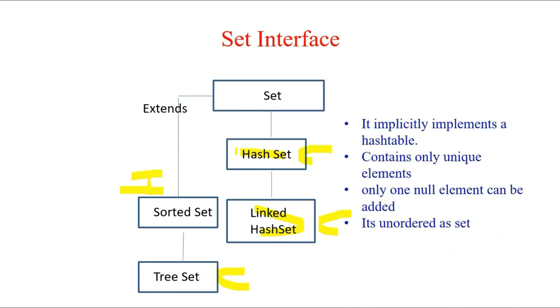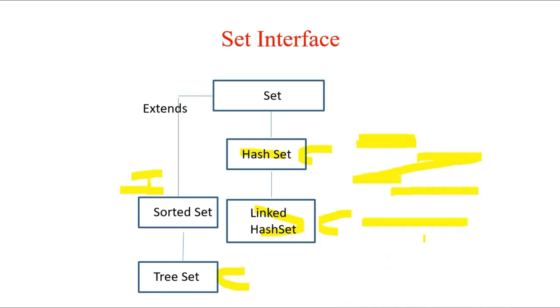First, about the hash set. Basically, hash set implicitly implements a hash table, and it contains only unique elements. This is unique about the hash set, because set contains only unique elements. Hence, the hash set also contains unique elements, but it implicitly implements the hash table. Only one null element can be added, not more than one null element can be added to this hash set. And it is unordered. Basically, there is no order while you put elements in the set. It can be randomly organized. It does not maintain the order of insertion. It just puts elements in an unordered fashion.